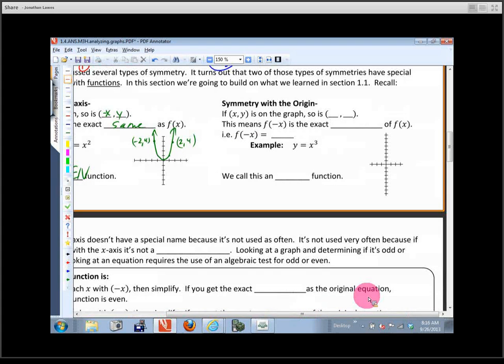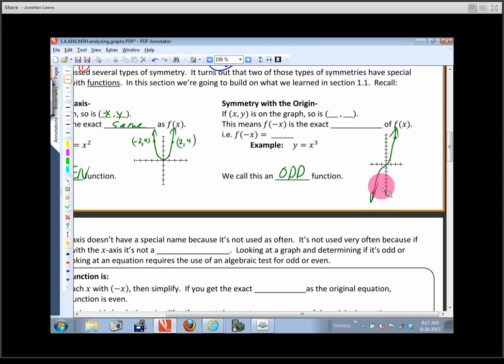It's symmetry with the origin. If we call this even, guess what we call this? We're going to call this odd. Here's what odd looks like. Remember, symmetric with the origin means that if you spin this graph around the origin, put your pencil on the origin and turn it 180 degrees, the graph looks exactly the same.